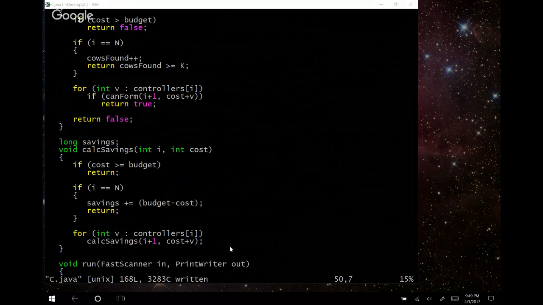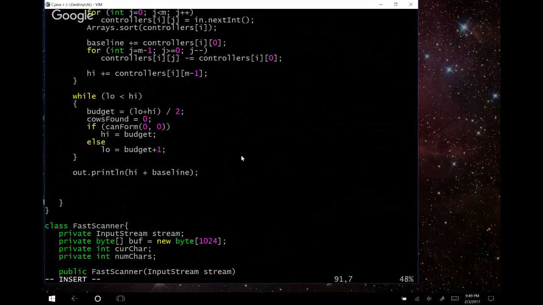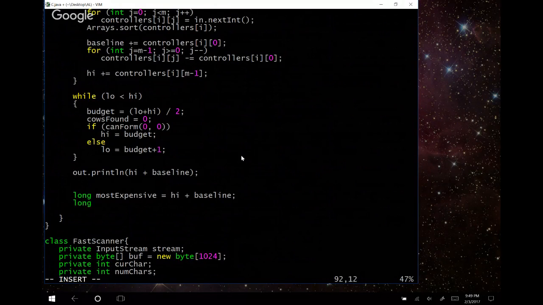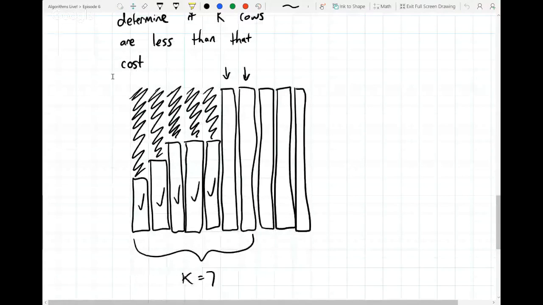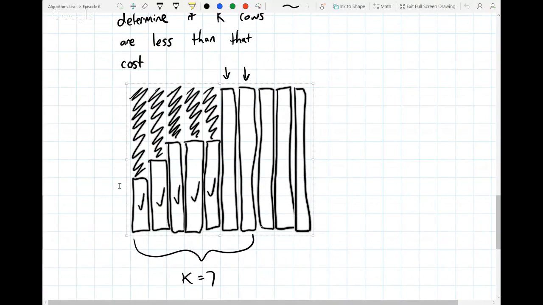But for now, let's talk about this more baseline version of the solution and get this to work. So we know the most expensive cow is going to be equal to our binary search value plus its baseline. And if everything was the most expensive cow, I'll call this overcost: the most expensive times the number of cows taken, which is K. If I look back at my diagram, I'm basically assuming that all my cows are the most expensive cows in calculating this rectangle. So I have this rectangle completely filled in.